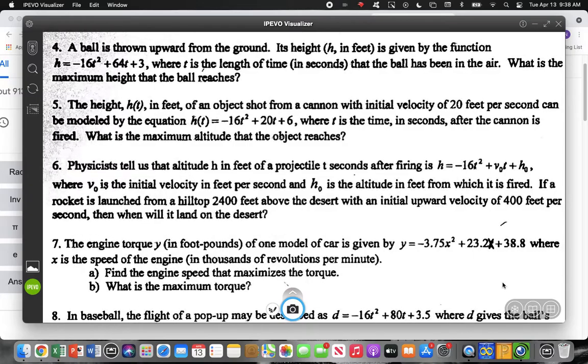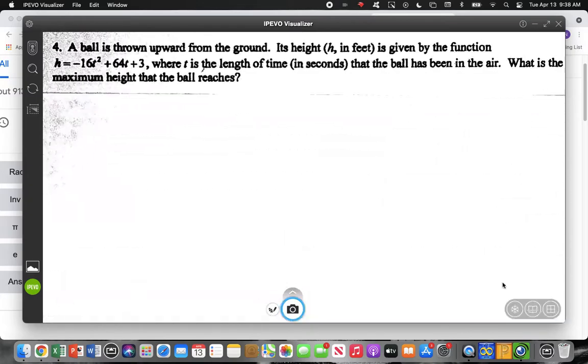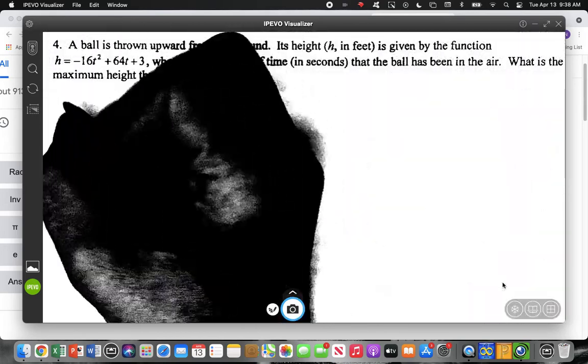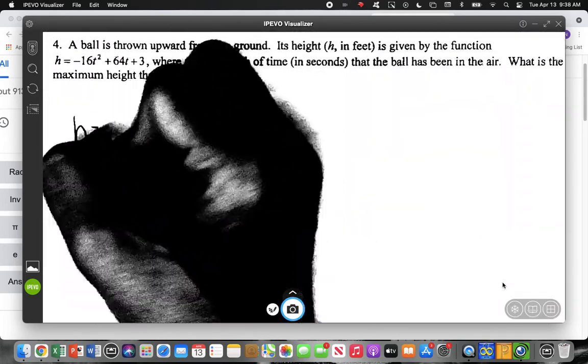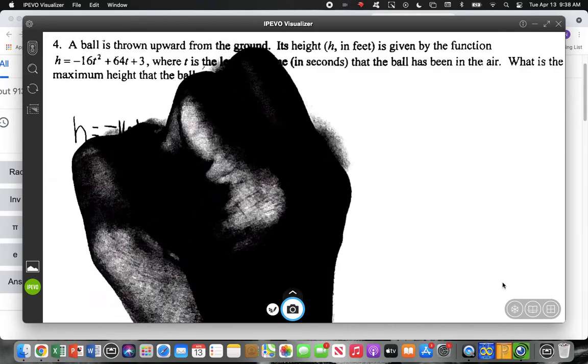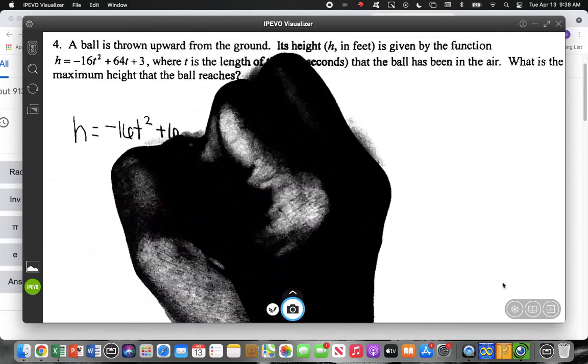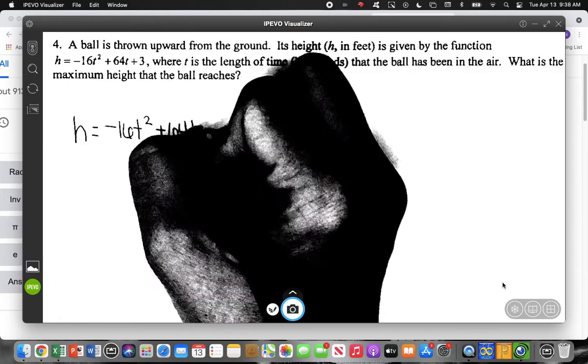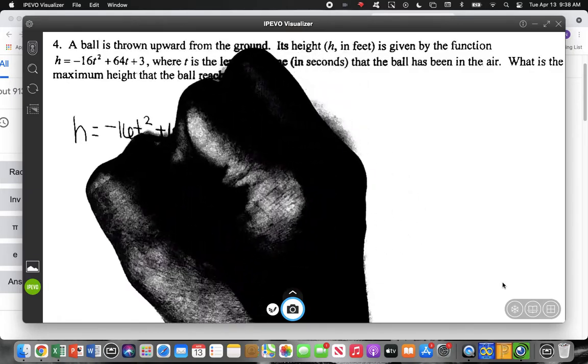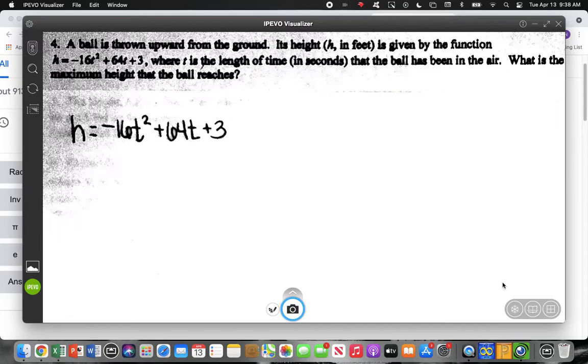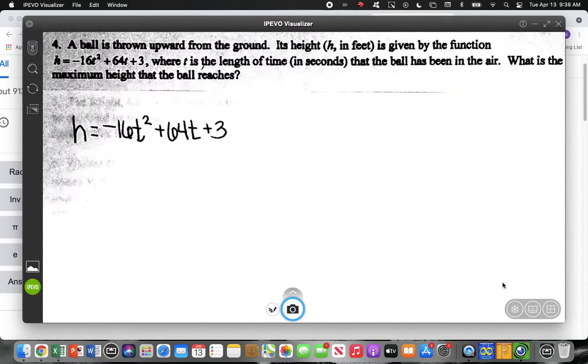All right, so on this one, it is telling you a ball is thrown upward from the ground, and it tells you the height in feet is given by the function. So this is telling you h stands for height and t stands for time. And I am actually going to make my t's with a little tail on them just so they don't look like plus signs.